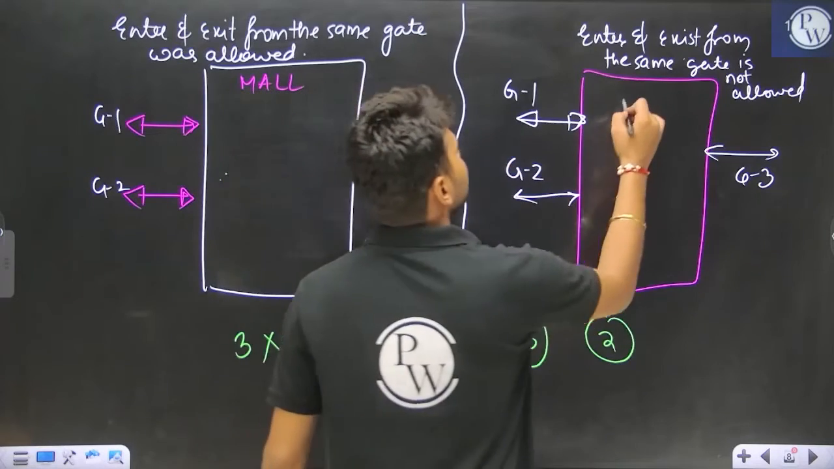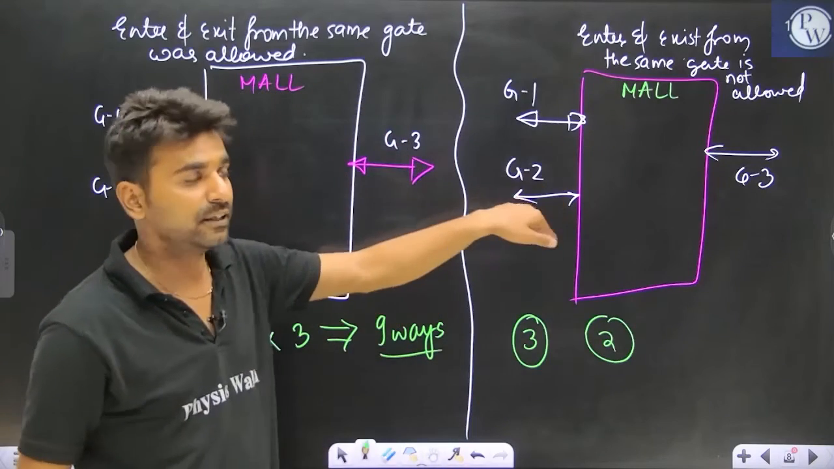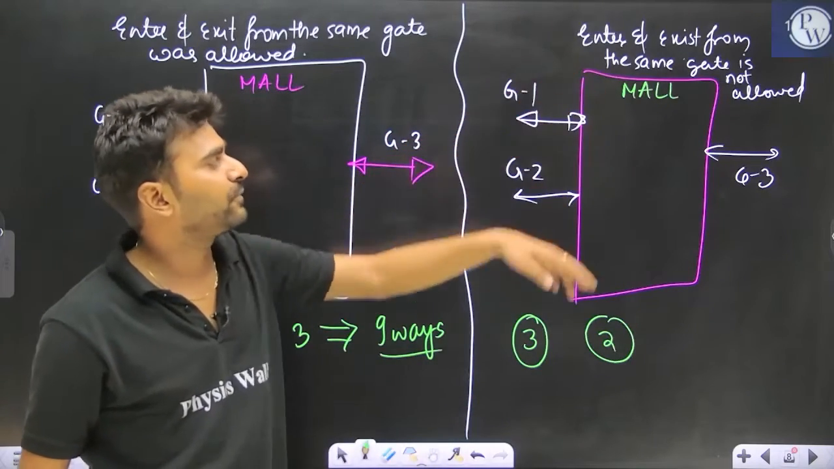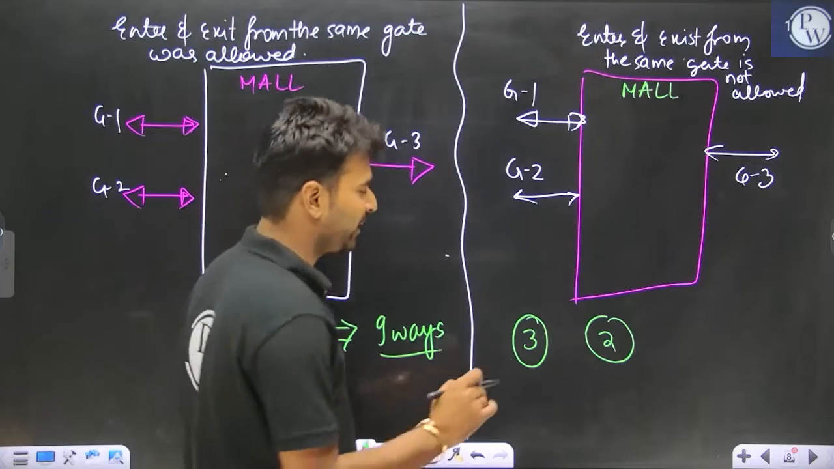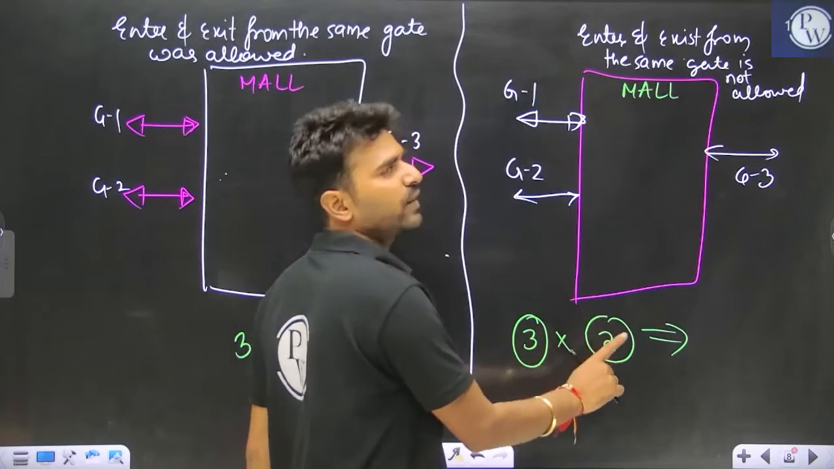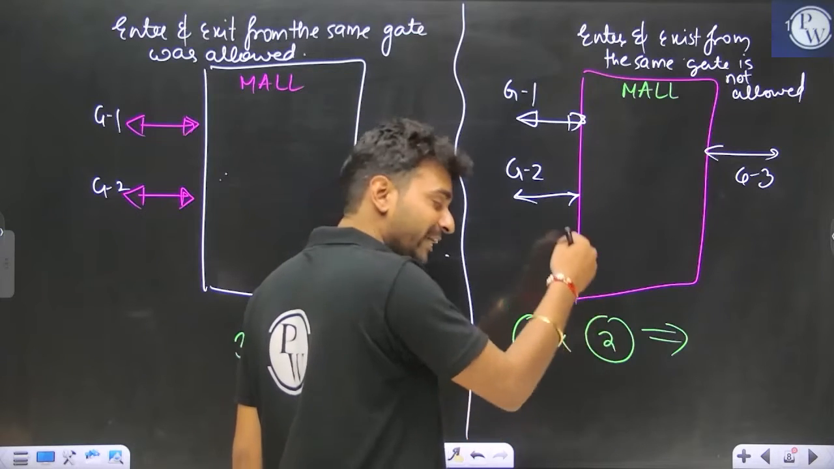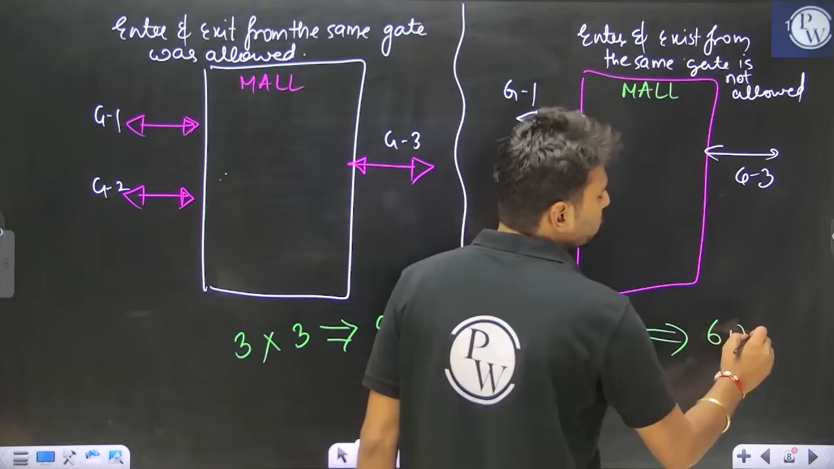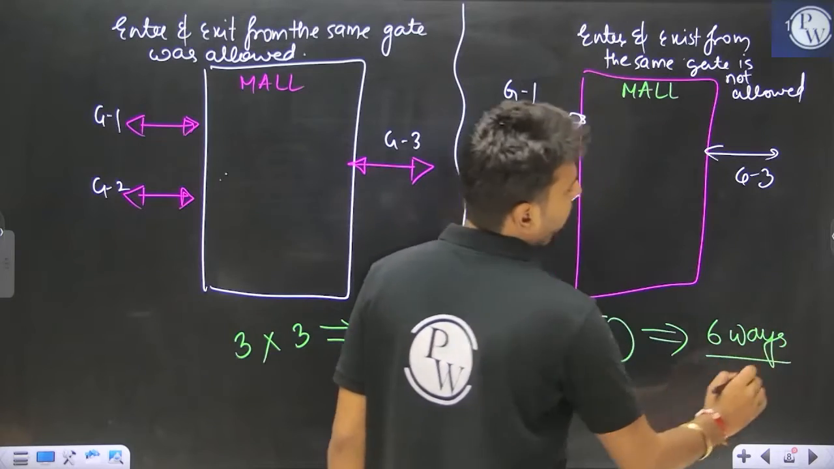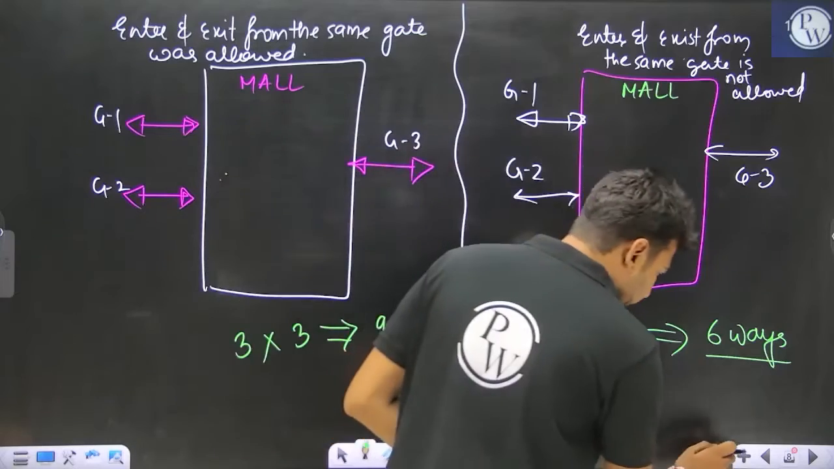So in that case, in how many ways can I enter and exit from the mall such that entering and exiting from the same gate is not allowed? So this is going to be the answer, because I have to do both. I have to enter as well as exit, but this time not from the same gate. That's why 1 way is reduced. So these are a total of 6 ways. Understood everyone? Anyone is having any difficulty? Yes? Okay. Moving on to the next thing.